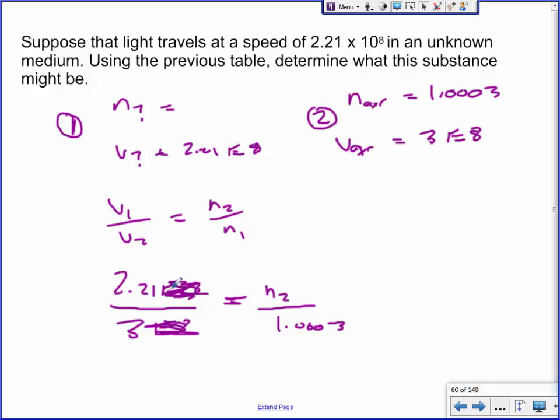Did I screw that up? Yeah, it should be. Good catch. Thanks, Michael. Good catch. This is a good learning moment. Okay, so it's n2. n2 is air. You're right. I totally goofed that up. And n1 is the one we're looking for. Okay, so 1.0003 times 3 divided by 2.21. I got 1.357.